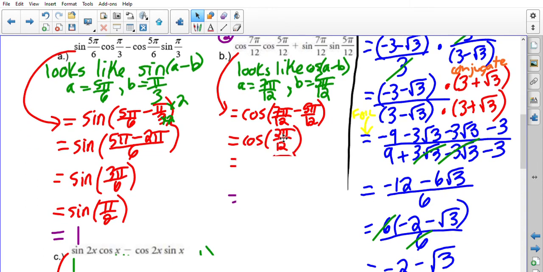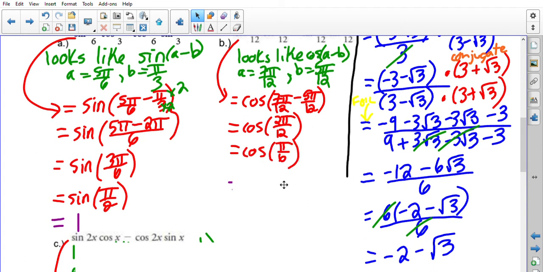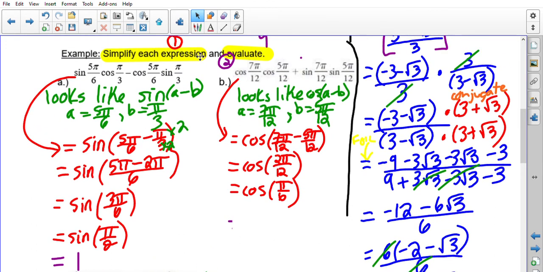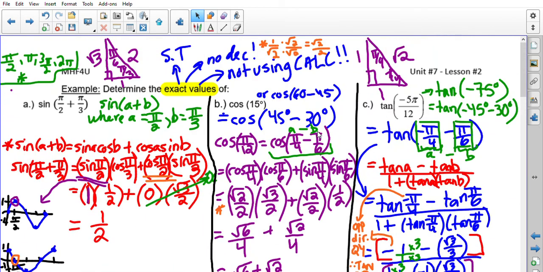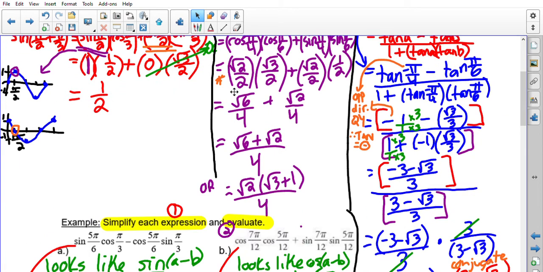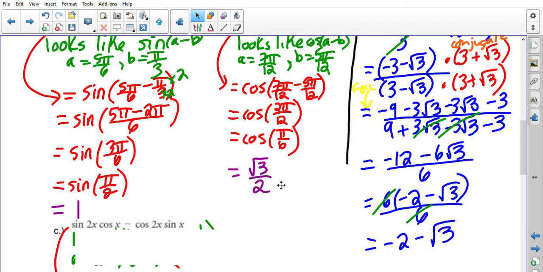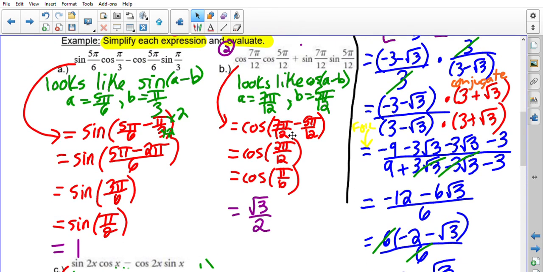That equals cos 2 pi over 12, right? They already have the same denominator. In lowest terms, that is cos pi over 6. Okay, so I have simplified the expression. Now part 2 says to evaluate, so I'm going to go to the special triangle. Cos pi over 6 is adjacent over hypotenuse, so that is root 3 over 2. And again, we did it without a calculator.